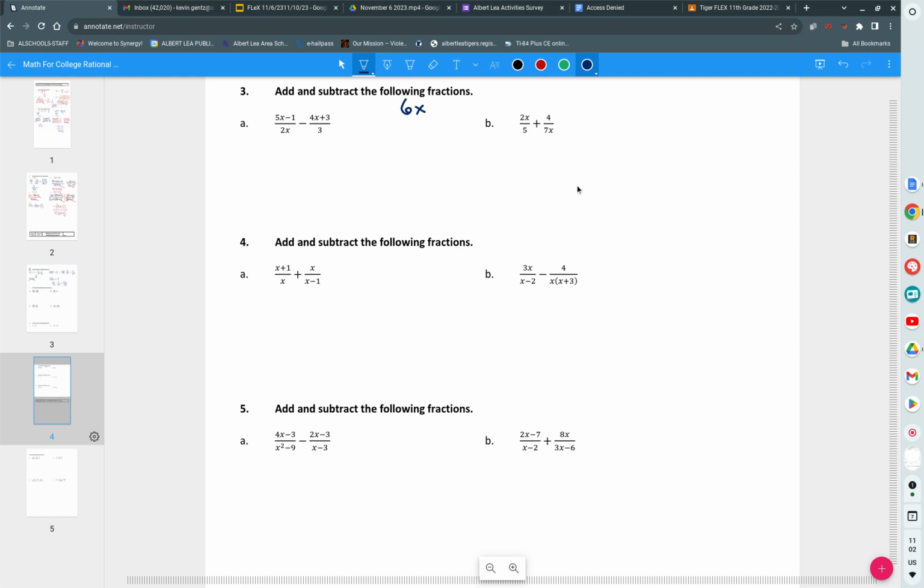So in order to create a 6x in the denominator, I'm going to multiply the top and bottom of this side by 3, and the top and bottom of the other side by 2x. Now, the first mistake that people make is they do not distribute that 3 to each term. So it's 3 times the quantity 5x minus 1. And we get 15x minus 3, all over 6x.